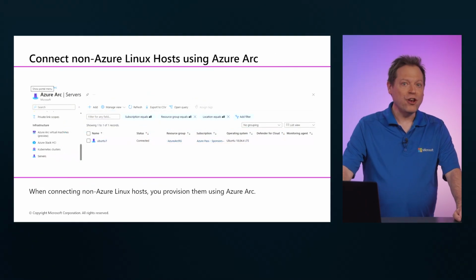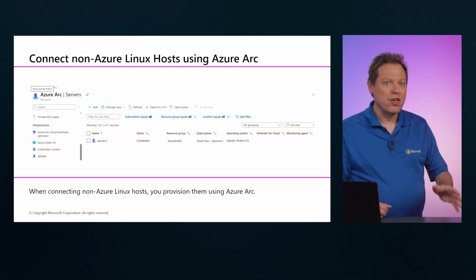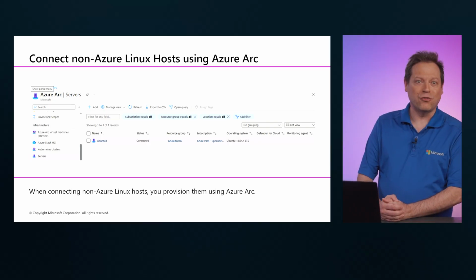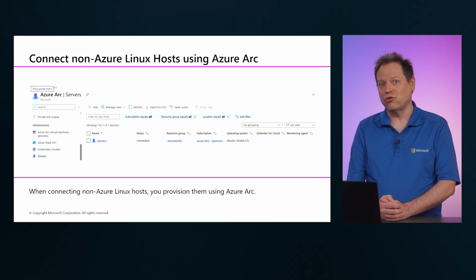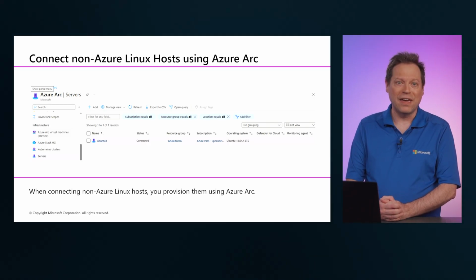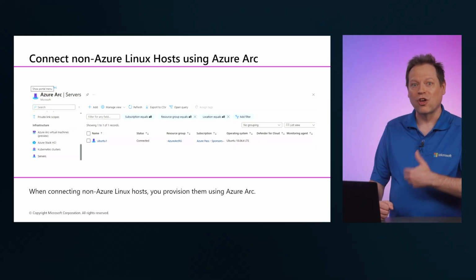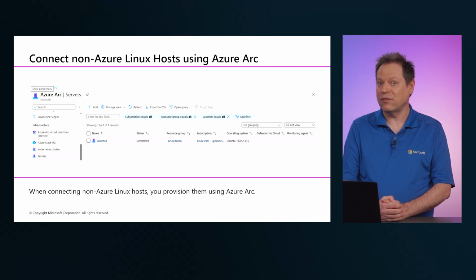For non-Azure Linux host, the approach changes slightly. You provision those machines using Azure Arc. There are more steps involved compared to Azure native VM, and you generally need to manually install the agent as part of bringing that host under management so it can participate in DCR-based collection.